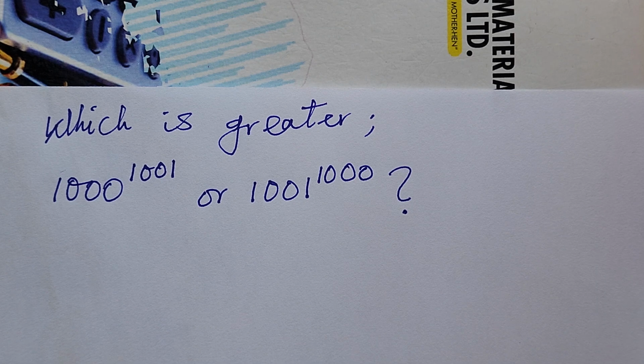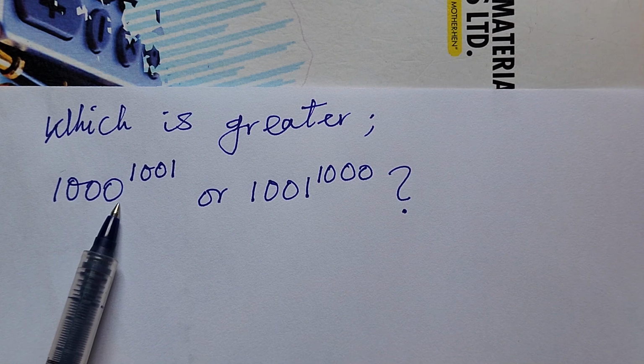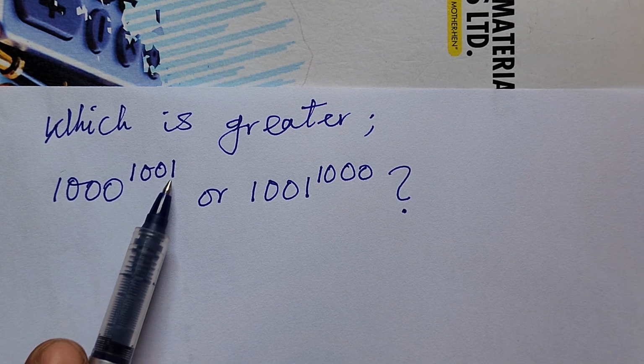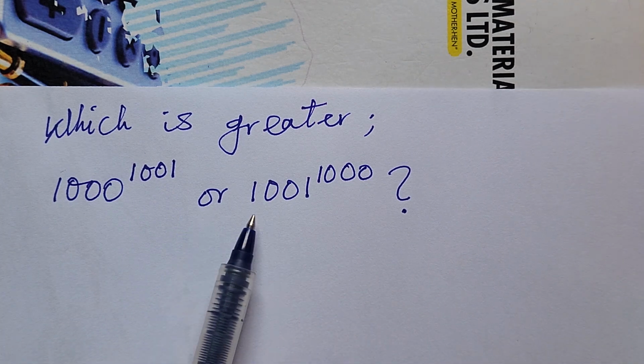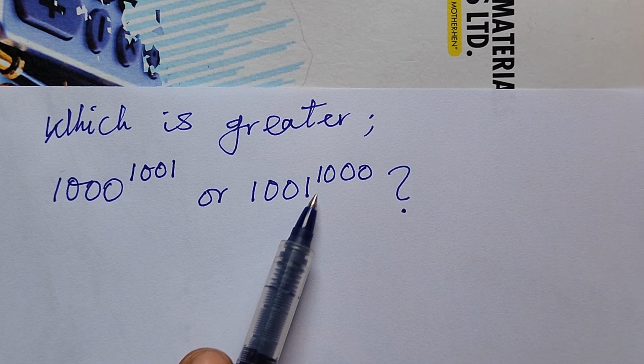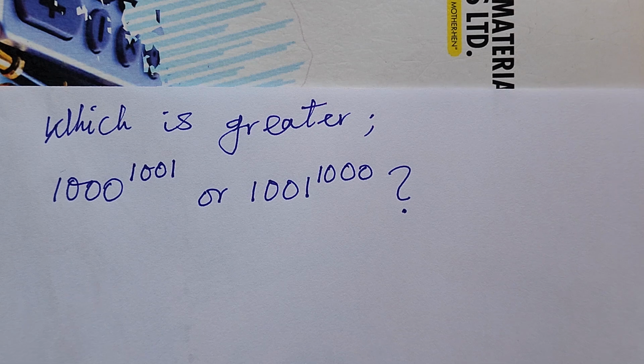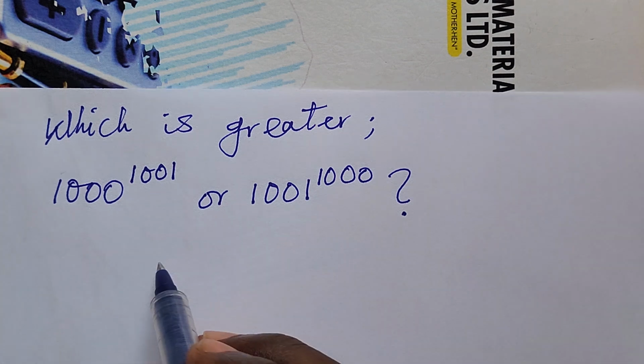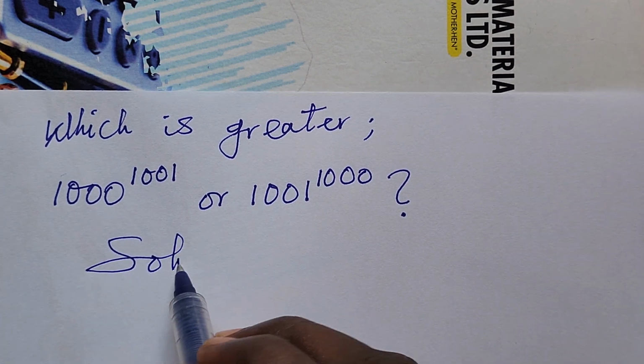Here we have a question before us. The question is, which is greater between 1000 to the power of 1001 and 1001 to the power of 1000? How do we solve for the value which has the greater expression, or the quantity which has the greater value? So from here, let's take our solution first.